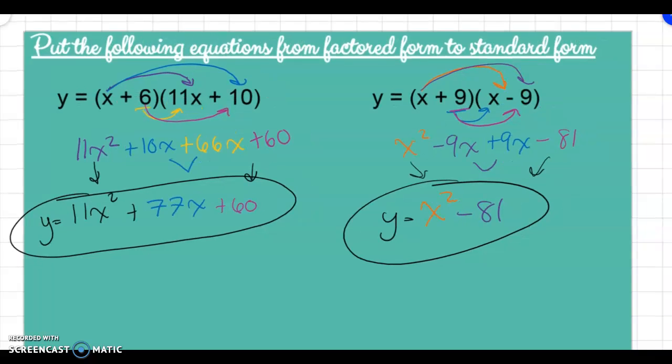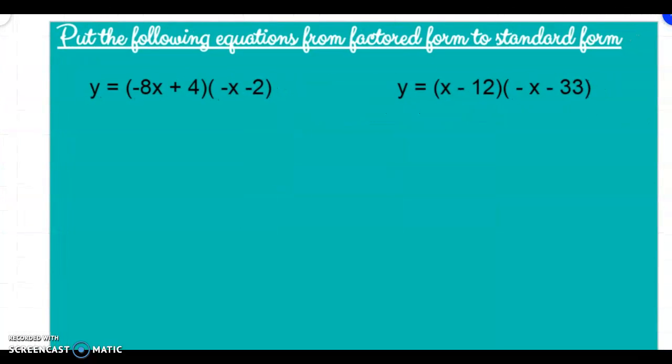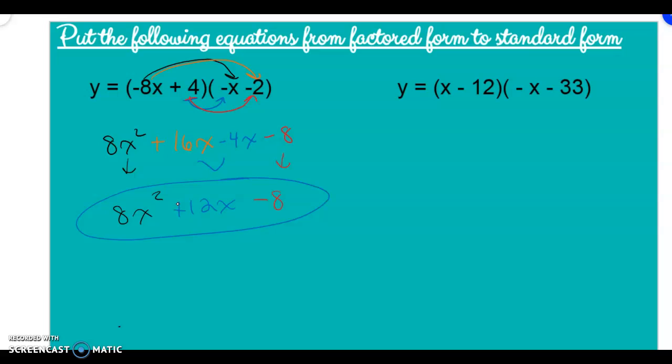So now we practice from factored to standard form. We're going to try again. So I want you to pause the video and fill it out yourself. So this is what you should have gotten so far. 8x squared plus 16x minus 4x minus 8. So if I combine like terms, 16 minus 4 is going to give me a positive 12x. And to the last one now. The final answer you get is negative x squared minus 21x plus 396.